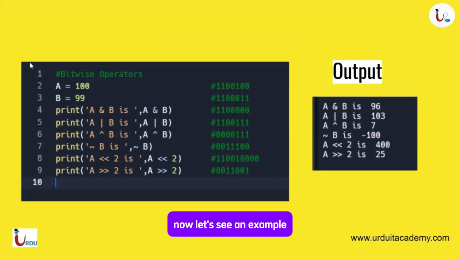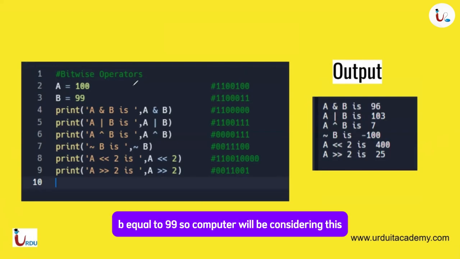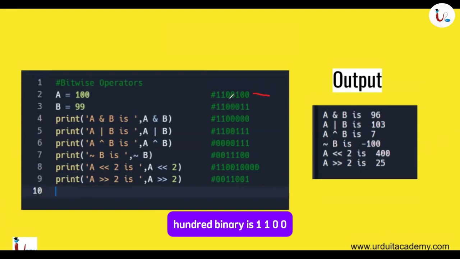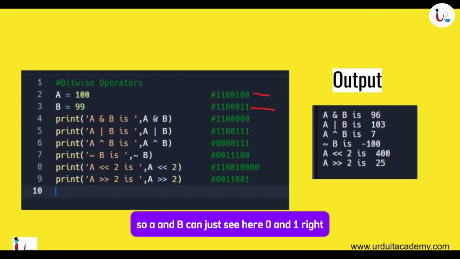Now let's see an example here. You can see A equal to 100, B equal to 99. So the computer will be considering the binary value of 100. 100 in binary is 1100100. 99, the binary value is 11000011. So A and B, you can just see here 0 and 1, right? So the output is 0.